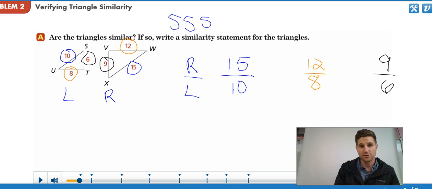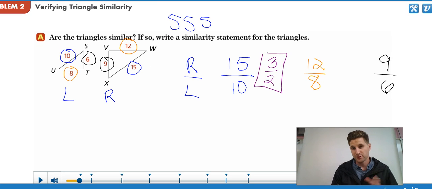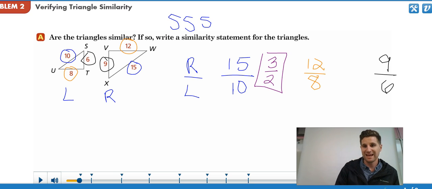So all we now have to do is reduce these and see what we come up with. So I believe 5 goes into both of those, so that's 3 over 2. If these are all the same ratio, then they're proportionate sides. If we have 3 proportionate sides, then these triangles are similar. 12 and 8, I believe 4 goes into both of those, so it gives us 3 over 2. And I know 3 will go into both of these, and it gives us 3 over 2.